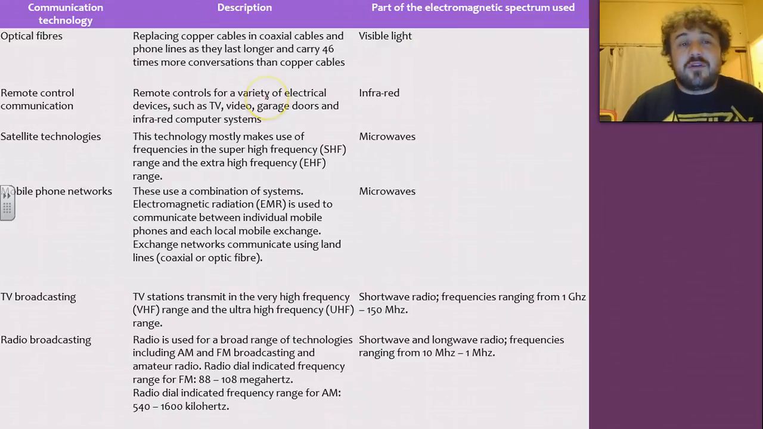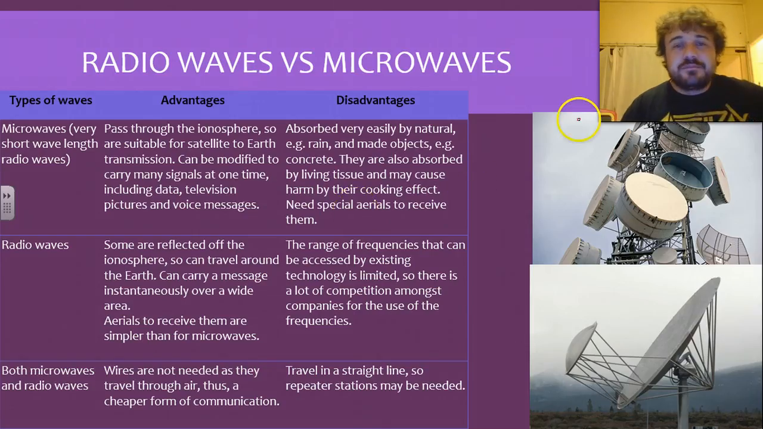Okay, for remote control, sorry, and this just means the remote control you have at your TV, we use infrared light. Microwaves for satellites and mobile phones. Okay, TV broadcasting tends to be shortwave, and short to longer wave is our radio broadcasting. But you should probably get this table down.